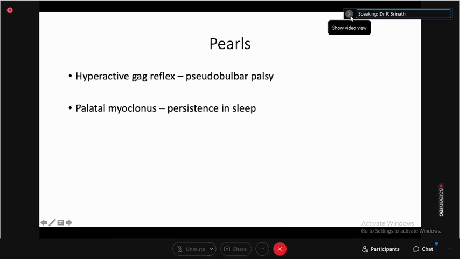Another important thing is that sometimes you can see myoclonus in the palate, which is one of those movement disorders which will still persist in sleep. Otherwise, most movement disorders disappear in sleep.